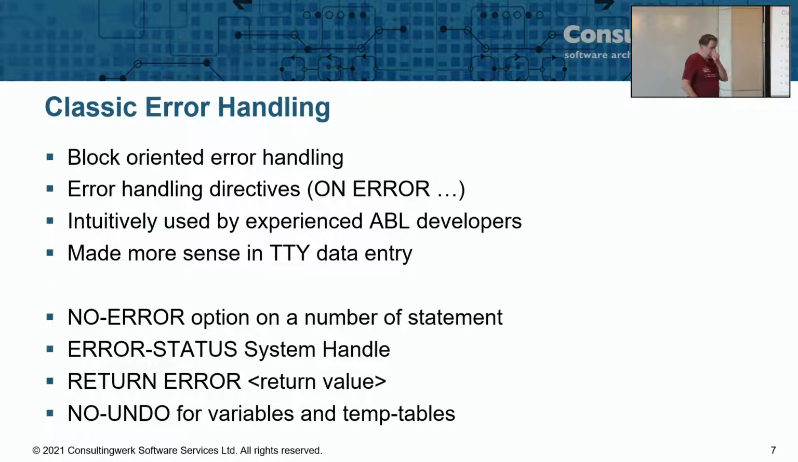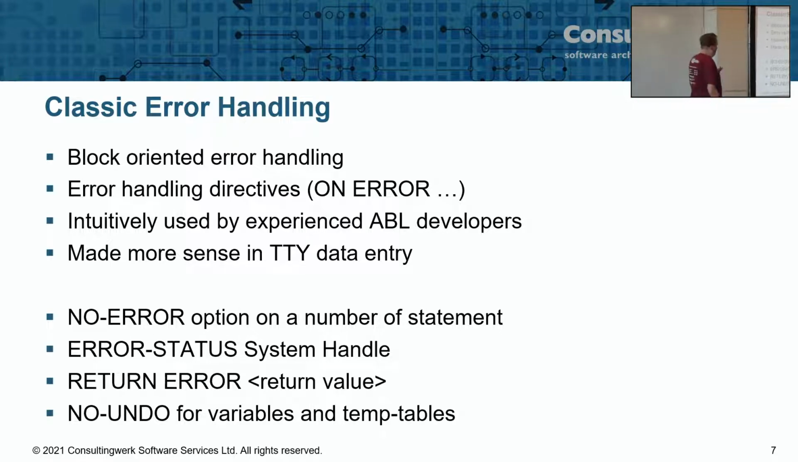So the classic error handling has always been a block-oriented error handling. So within a block, and that could be a for each block, a repeat block, or any form of for block, or a do block with transaction handling, has standard behavior for handling errors. Developers can influence that with the on error retry, on error next, on error leave directives. Most ABL developers use that intuitively, but if I would ask you what is the default error handling in a for each loop, you probably couldn't explain it, but you're intuitively doing it right. So probably a very nice design from Progress at that time.